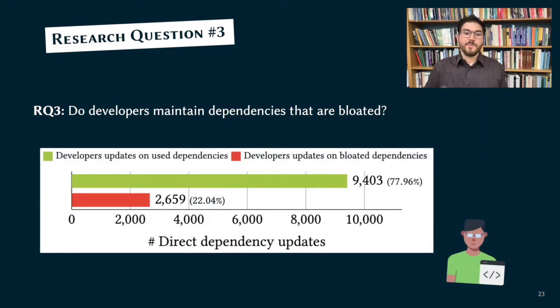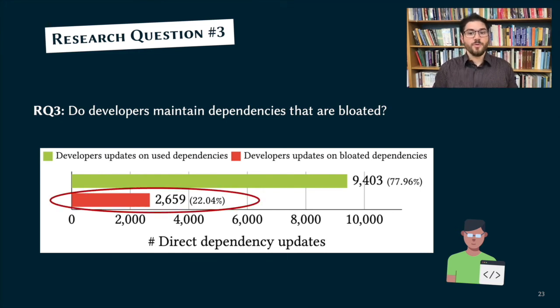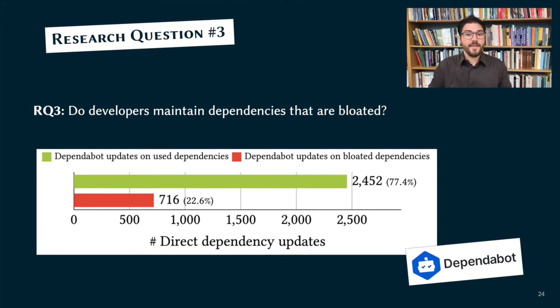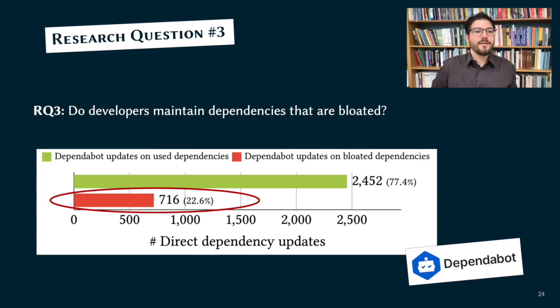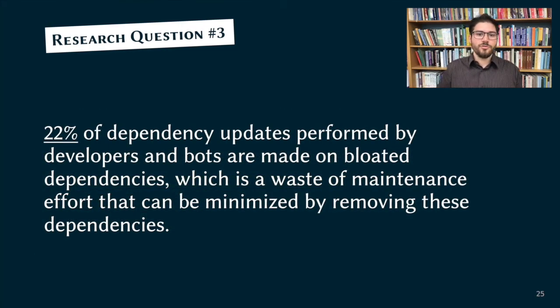This plot represents the number of direct dependency updates made by developers on used, unused, and bloated dependencies. As we can see, developers invest 22% of their dependency update effort on bloated dependencies. On the other hand, we observe that Dependabot suggests a similar ratio of updates on bloated dependencies. This result indicates that Dependabot should improve the suggestions that it makes to developers to detect bloated dependencies and reduce the maintenance effort induced by software bloat.